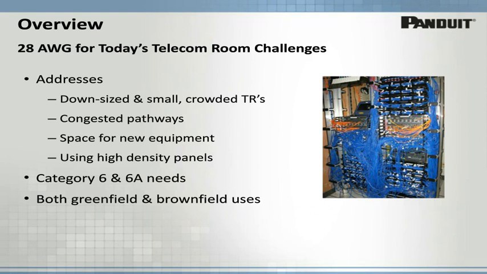So why is there so much excitement about 28-gauge cabling systems for today's TR and data center challenges? Well, whether we're talking about TRs or data centers, we're all being asked to do more with less there. And as we see in the picture, which I'm sure many of you can relate to, common challenges are things like downsized and small or crowded TRs, congested pathways, space for new equipment that's coming, or using high-density panels as a way to try to increase the density but having difficulties there. You also need it for Category 6 and 6A systems, which are currently being installed. And you're probably looking for both greenfield or new installation, or brownfield, retrofit, or revision applications.